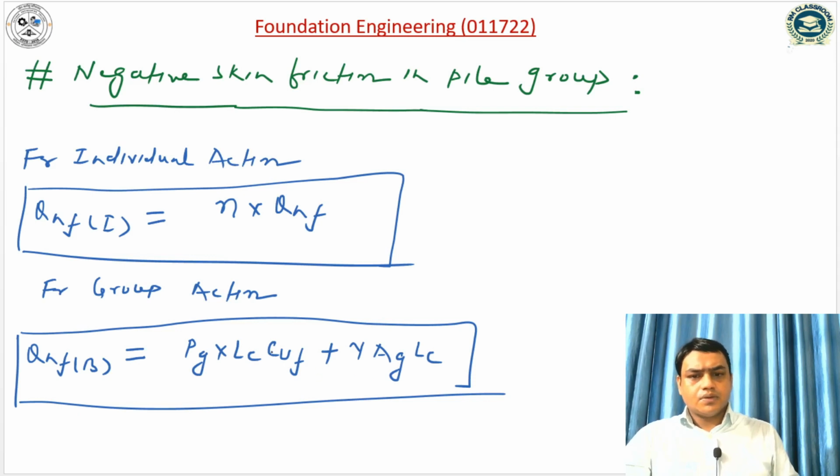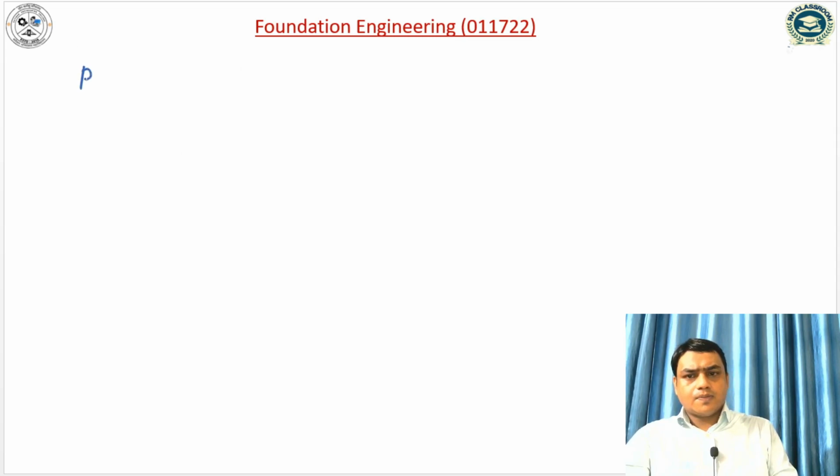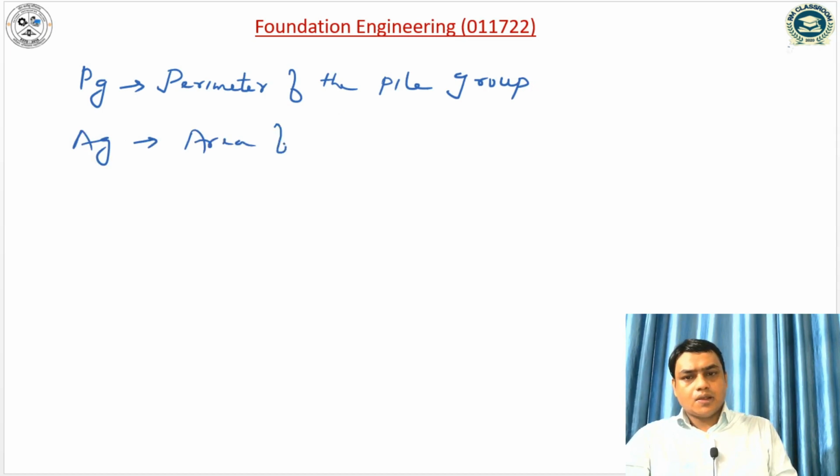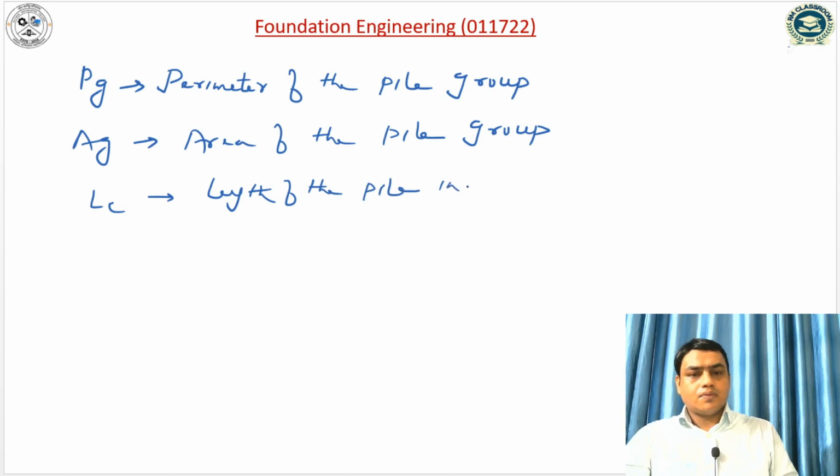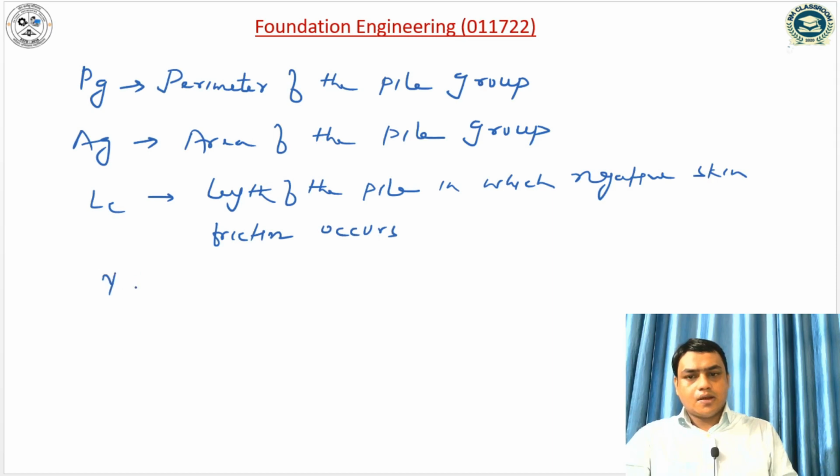where PG is the perimeter of the pile group, AG is the area of the pile group, LC is the length of the pile in which negative skin friction occurs, and gamma is the unit weight of soil.